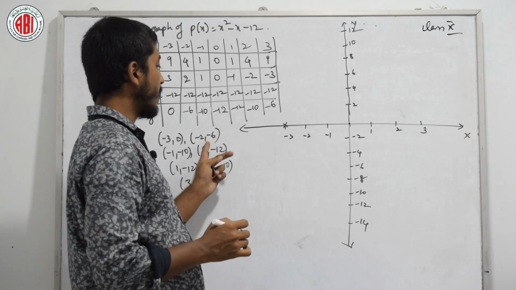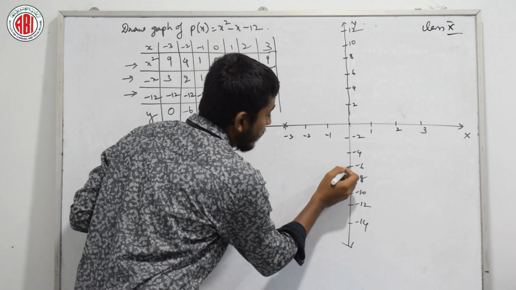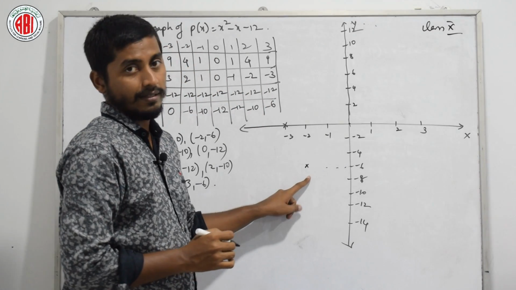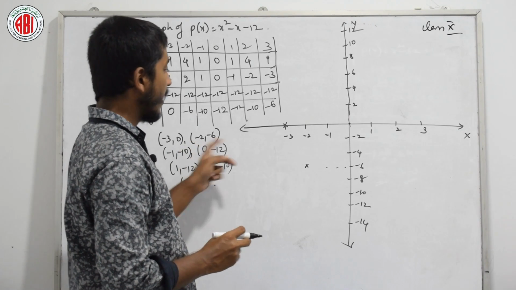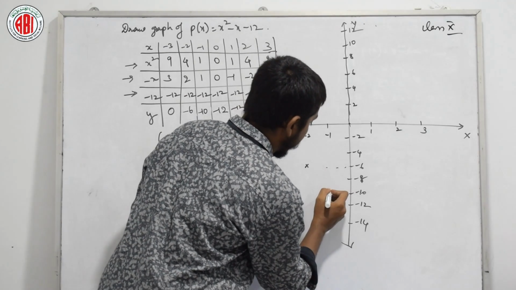Next, minus 2 comma minus 6. The minus 2 is here and the 6 is somewhere here. It becomes, this is minus 2, minus 6. Okay. The next is minus 1 comma minus 10. X is minus 1 and this is minus 10.